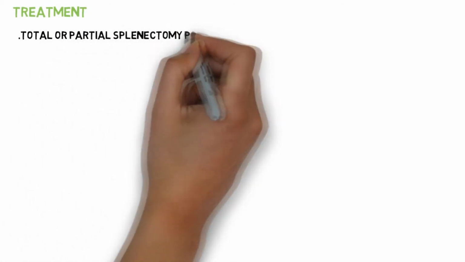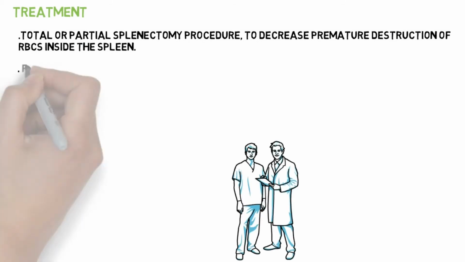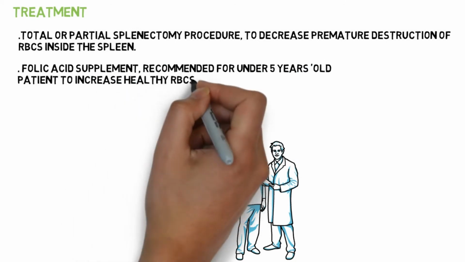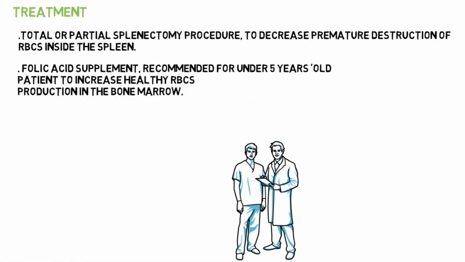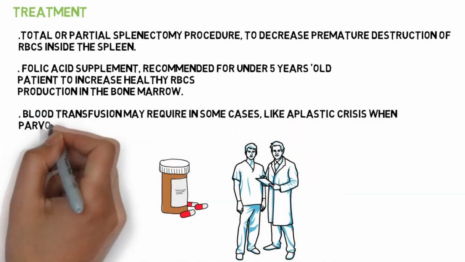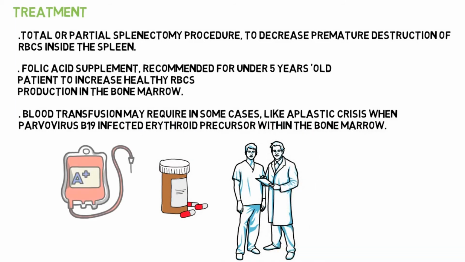Treatment of HS is usually done by total or partial splenectomy, to decrease premature destruction of RBCs inside the spleen. Folic acid supplement is recommended for patients under 5 years old to increase healthy RBC production in the bone marrow. Blood transfusion may be required in some cases, like aplastic crisis when parvovirus B19 infects erythroid precursors within the bone marrow.